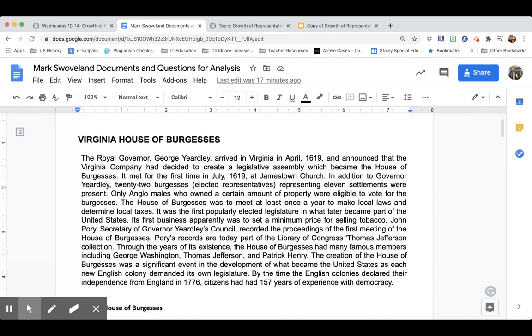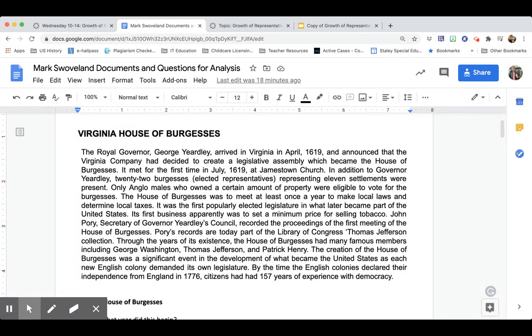Virginia House of Burgesses. Remember that Virginia House of Burgesses is one of our early forms of representative governments in the United States. The royal governor, George Yeardley, arrived in Virginia in April 1619 and announced that the Virginia Company had decided to create a legislative assembly, which became the House of Burgesses. It met for the first time in July 1619 at Jamestown Church. In addition to Governor Yeardley, 22 burgesses, or elected representatives, representing 11 settlements were present.